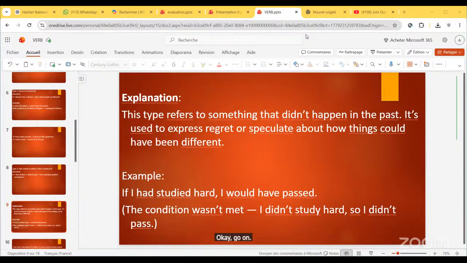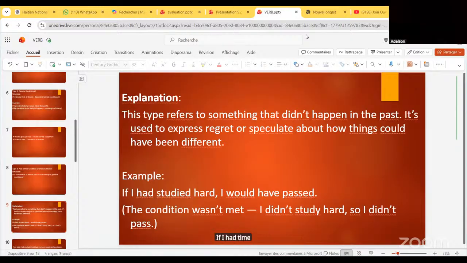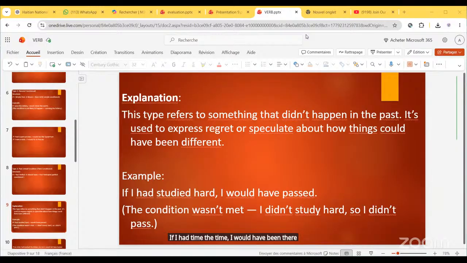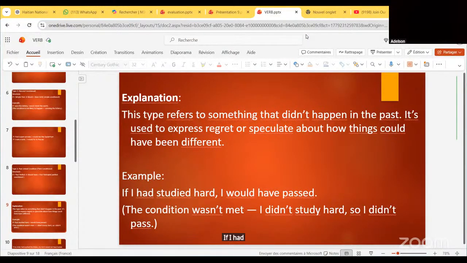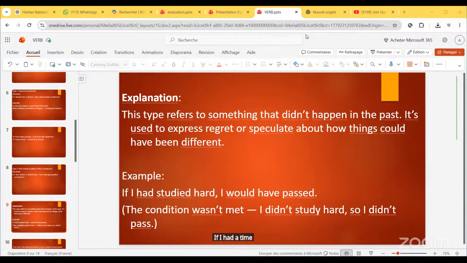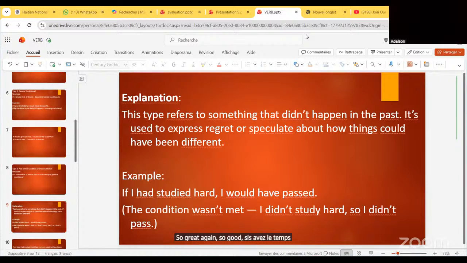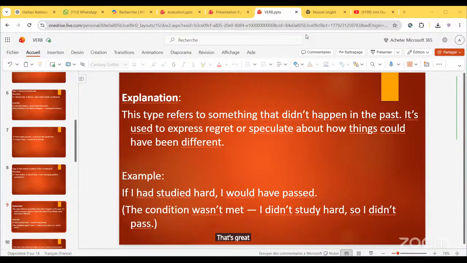If I had the time, I would have been there. If I had the time, I would have been there. Great, again, so good. Si j'avais eu le temps, je serais là. That's great. Really great. All right. Thank you.